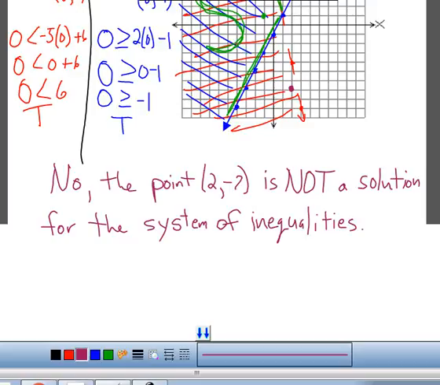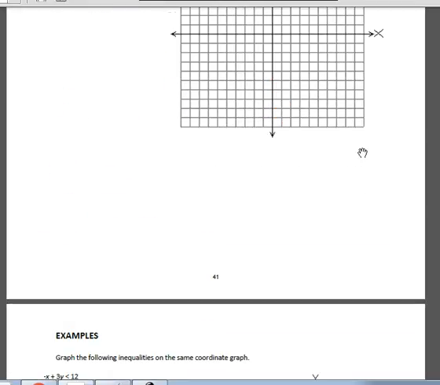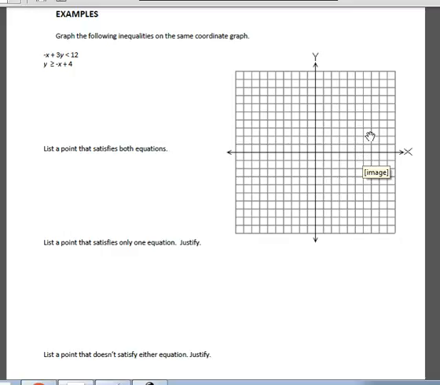Alright? So, I am going to clear the screen, so if you need to copy this down, pause the video, and go to page 42. I'm going to get you started with the next one, but I will expect you to finish it. So, we have two inequalities again.